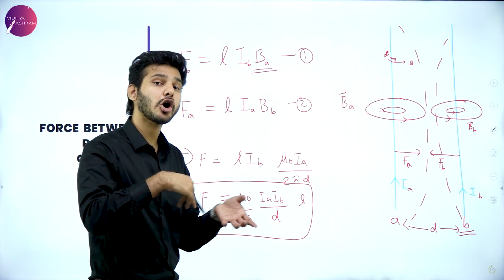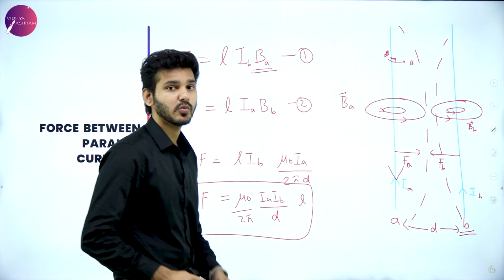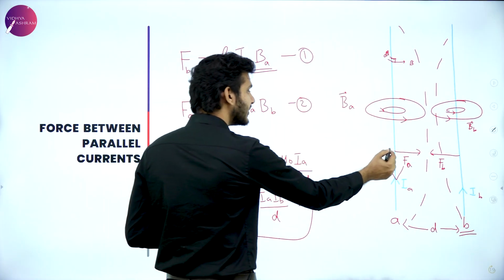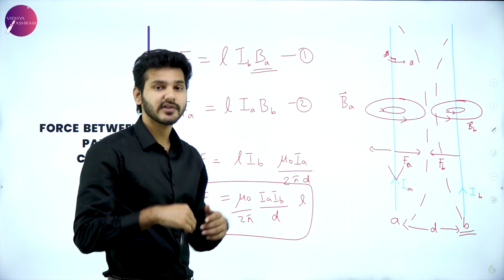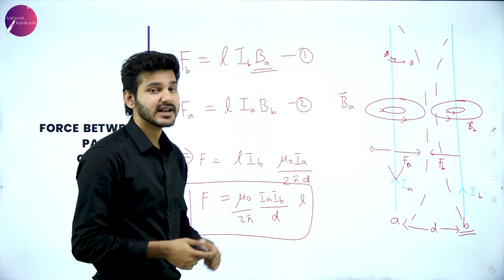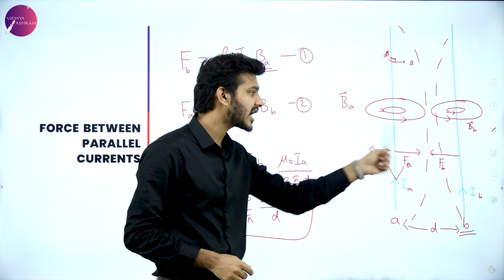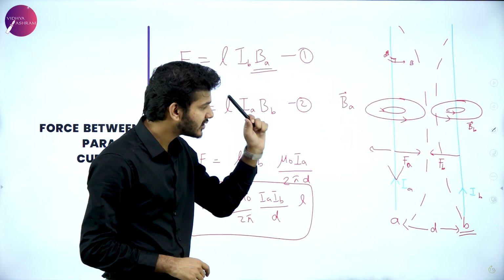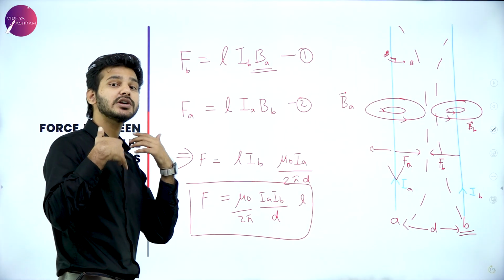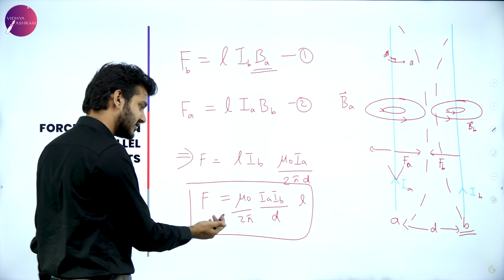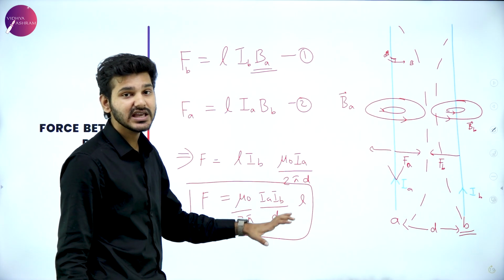If the currents are in opposite directions, that is, if IA is in the opposite direction, the force will be directed in the opposite direction, which means they will repel away from each other. So one thing to remember is that if the currents are in the same direction, they will be attracted to one another, and if the currents are in opposite directions, they will be repelled from one another. And the equation to find the force they exert is F = mu naught by 2 pi into IA into IB divided by D into L.